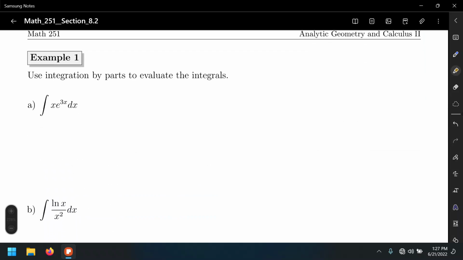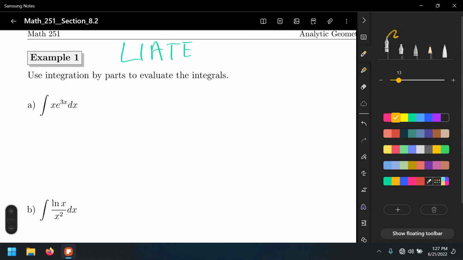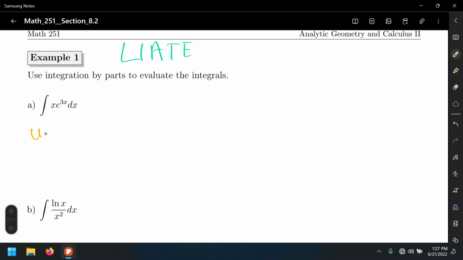So let's use integration by parts to evaluate the integral right here. Number one, let me rewrite the acronym LIATE again. Number one, let's start with the L. Do we have a logarithmic function for the first integral, x e to the 3x? No. Okay, the next one, I. Do we have any inverse trigonometric functions? No. Do we have letter A, an algebraic function? Which one is it in this case? x. Okay, so that's the u. That wins to be the u.